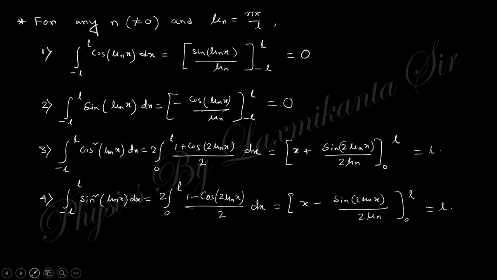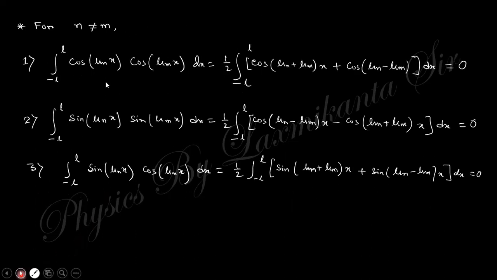Clear? This is the average value of sine within a region, and the average value of cos within a region will be 0. But the average values of cos square and sine square will be presented like that. For the product of sine and cosine, the average will be 0, sine cos also will be 0. So the sine and cosine functions are mutually orthogonal to each other.